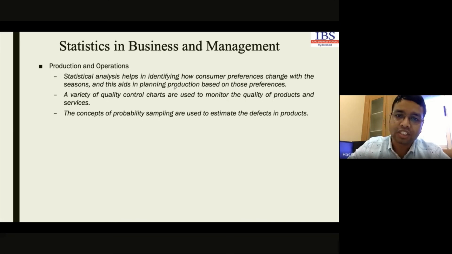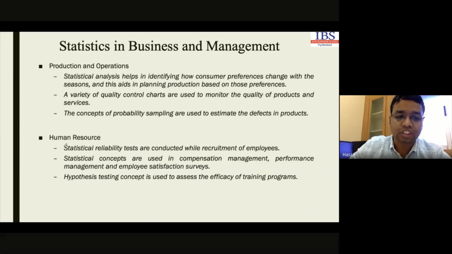Next part is human resources. In human resources, statistical reliability tests are conducted during recruitment. How many manpower are required and when they are required can be determined by the application of statistics. Statistical concepts are also used in compensation management, such as the payment of employees, the performance of employees, and employee satisfaction surveys. Again, hypothesis testing is used to assess the efficacy of training programs. So these are the various sectors of business and management where we can apply statistics efficiently.